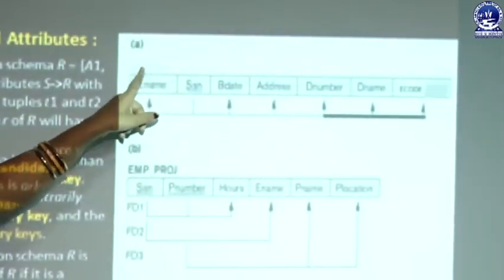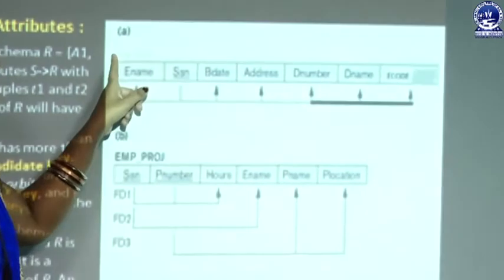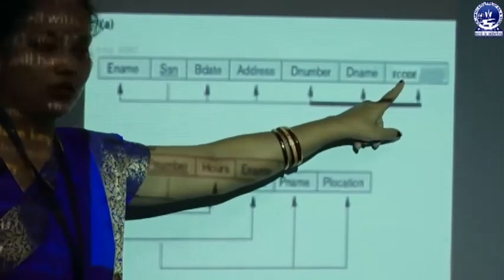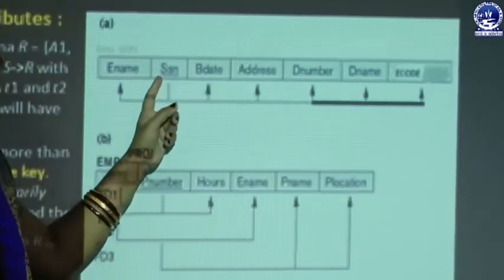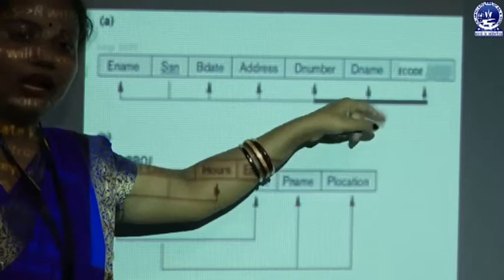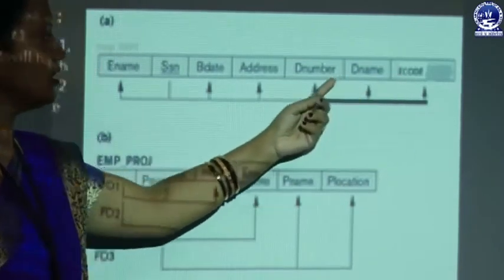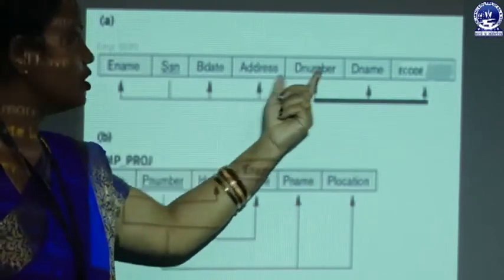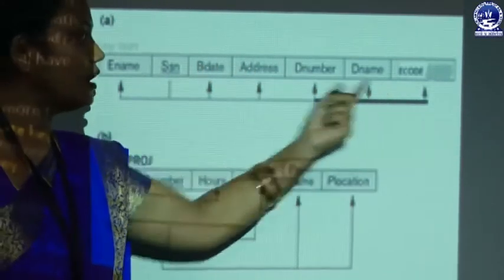Here there are two key attributes in the relation schema: one is SSN and the second is E code. That means by using SSN we can determine E name, birth date, address, D number, D name, and also by using E code we can determine E name, birth date, address, D number and D name. So here two key attributes are used.